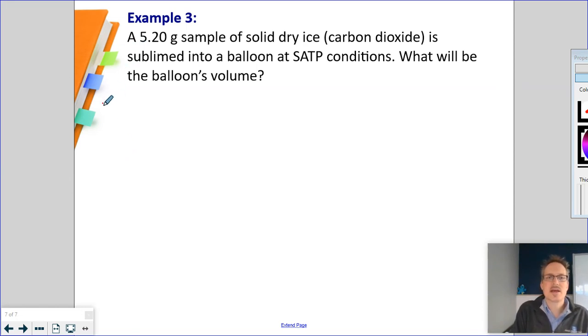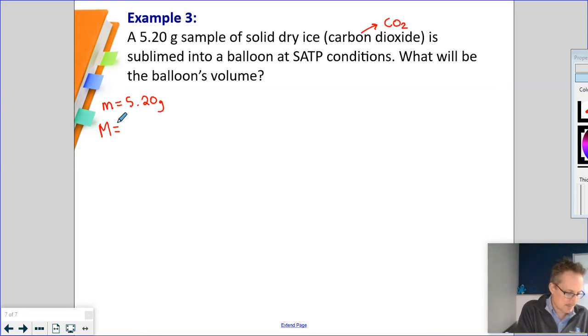So we have, and this is where we have to be careful, a mass of 5.20 grams. This time our substance is carbon dioxide, so that's CO2. Now the only formula we have which has mass in it is moles equals mass over molar mass. So we're going to also need to calculate molar mass. So we're going to add 12.01, 1 carbon, plus 16, 1 oxygen, plus another oxygen, 16. And we're going to get the number of 44.01.